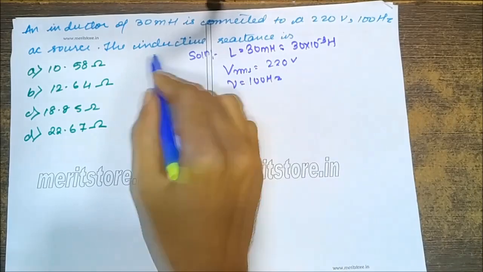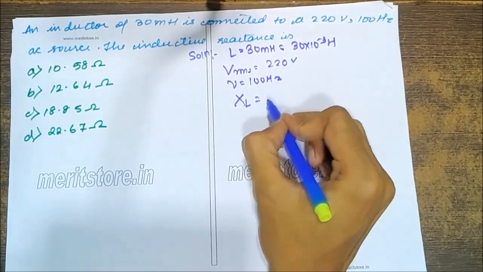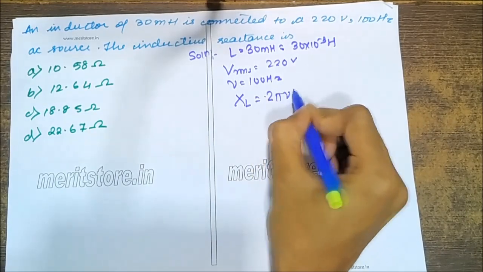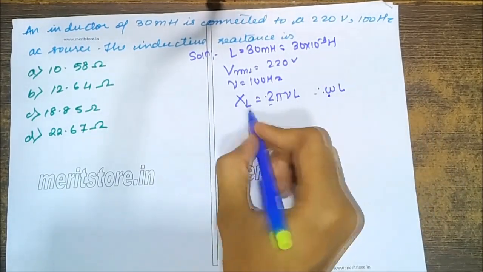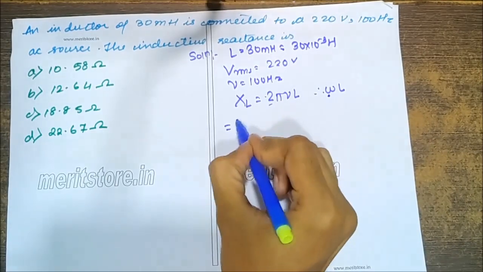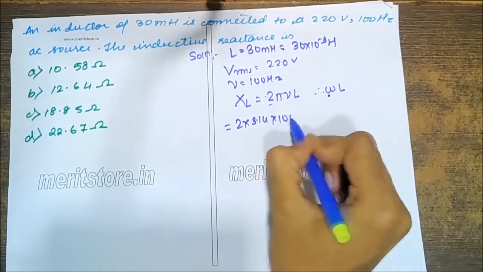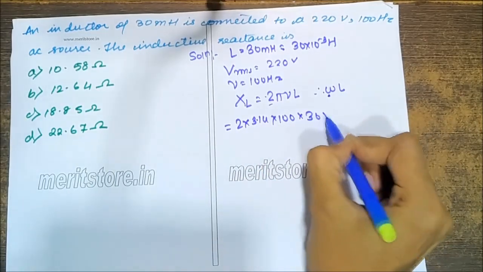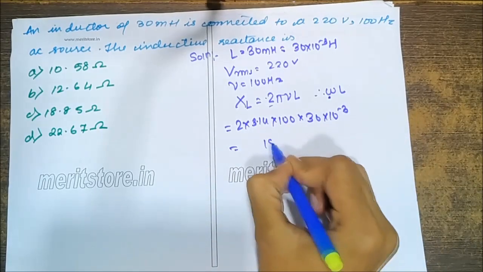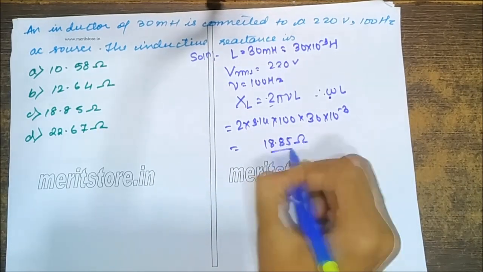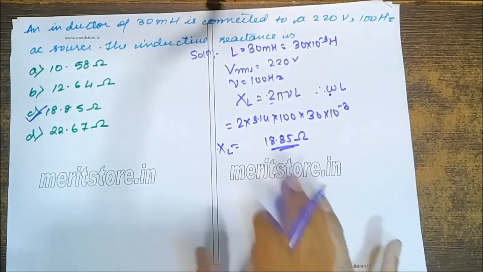Okay, so the inductive reactance, X of L, is given by the formula 2 pi v L. That is actually omega L, but omega has a value of 2 pi v, so that becomes 2 pi v L. So 2 into 3.14 multiplied by the frequency, 100, multiplied by the inductance, 30 into 10 raised to minus 3. On solving this, you get 18.85 ohms of inductive reactance. So 18.85 is the correct option, C.